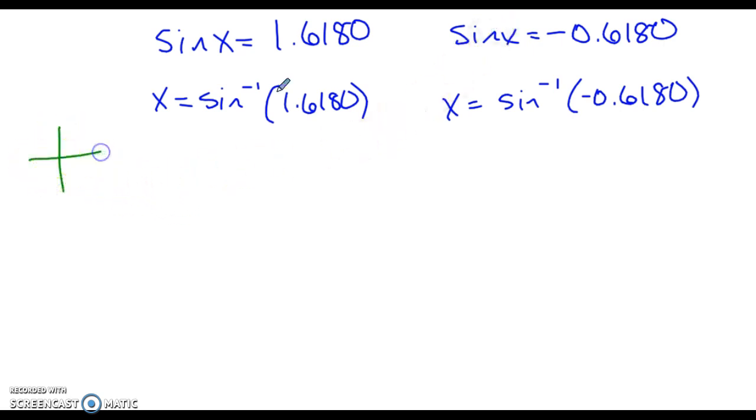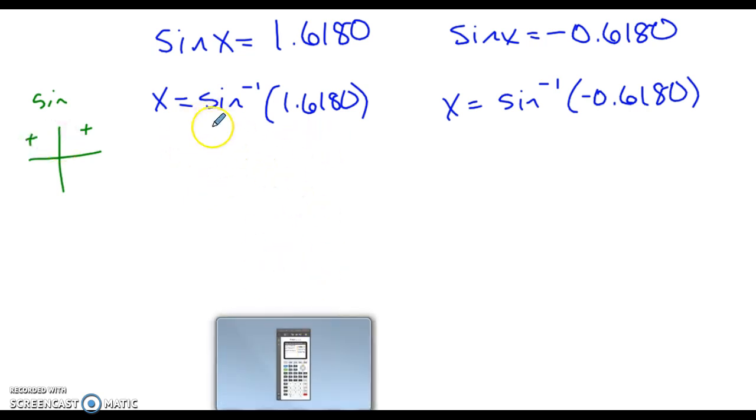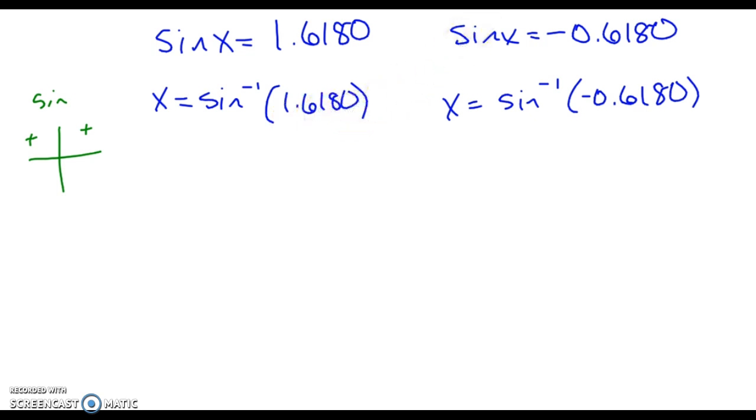First thing I do is identify the quadrants. This is a positive number, and sine is positive in quadrants 1 and 2, so I'm looking for a quadrant 1 and 2 angle. However, if you type this into your calculator it will give you an error, and then you might notice that that number is more than 1, which is a problem. That means there are no answers here for this equation, which means this doesn't give me any answers.